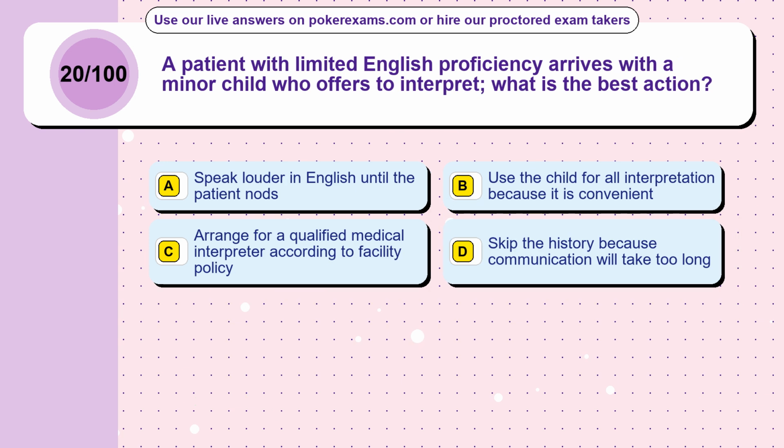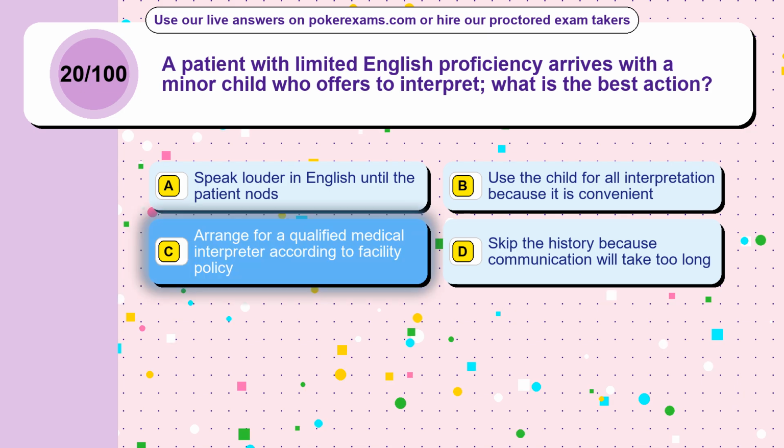Question 20. A patient with limited English proficiency arrives with a minor child who offers to interpret. What is the best action? Option A. Speak louder in English until the patient nods. Option B. Use the child for all interpretation because it is convenient. Option C. Arrange for a qualified medical interpreter according to facility policy. Option D. Skip the history because communication will take too long. The correct answer is option C, arrange for a qualified medical interpreter according to facility policy.